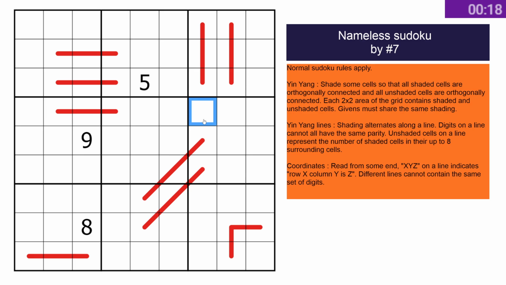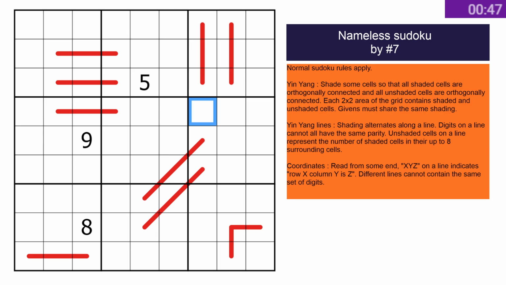Yeah, more Skunkworks puzzles. On to number 7. So we've got normal Sudoku, Yin Yang, which I think is going to be the most popular rule set. I would be interested in some stats there, actually. Might have a look at that afterwards. So standard Yin Yang, and then shading alternates along the line. Interesting. Digits on a line can also have all the same parity.